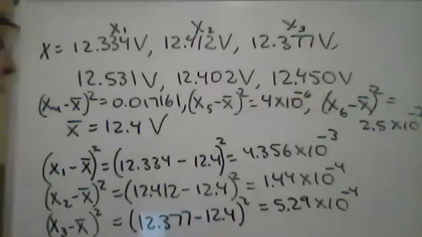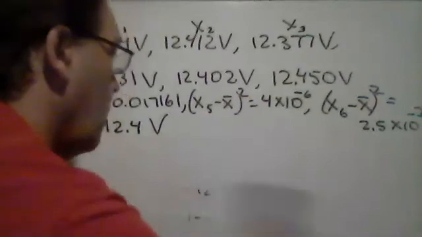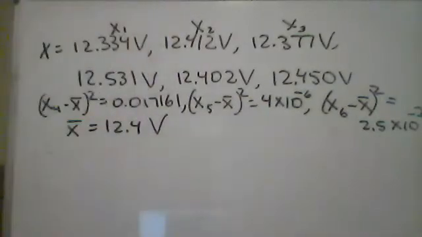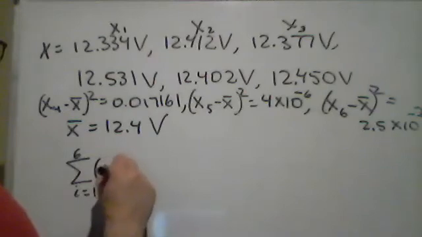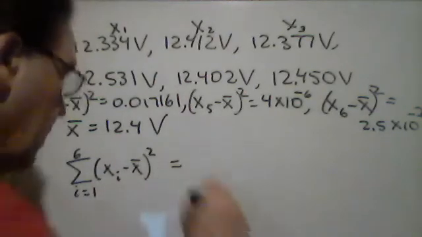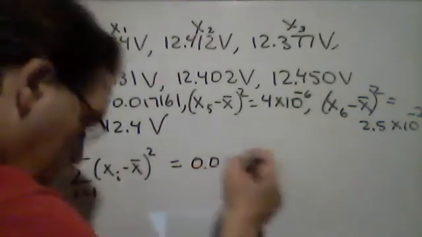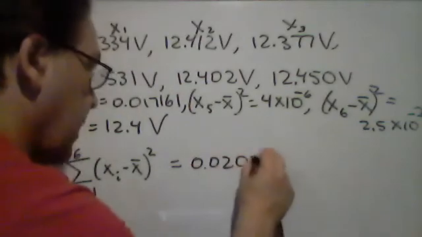Okay, I add up all the square deviations. Now I'm going to erase these values here. I add them all up. Let's hope I didn't fat finger something. Add them all up. And this is what I'm doing right now. I'm adding up the summation from i equals 1 to 6 of the x sub i minus x bar squared. If I do that, I get 0.02007736.